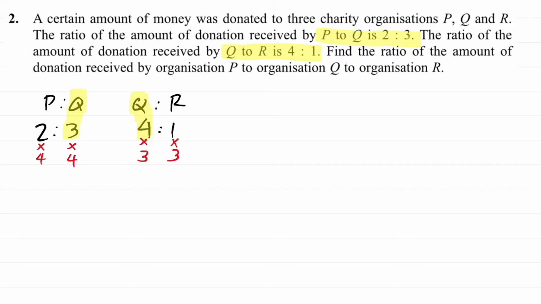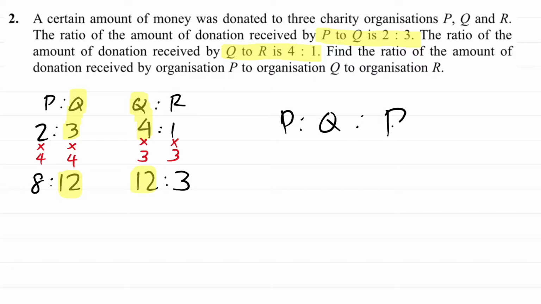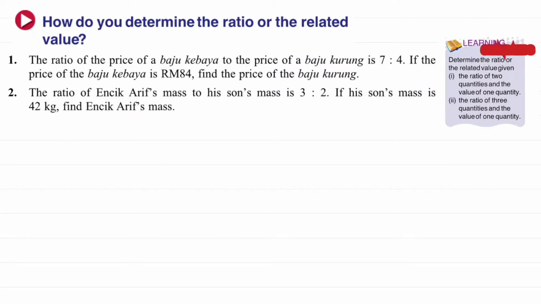Now you will get the new equivalent ratios. This one is 8 to 12, and this one is 12 to 3. So now you have the same value, and you can combine the ratio. The ratio of organization P to Q to R now is 8 to 12 to 3. That's it.